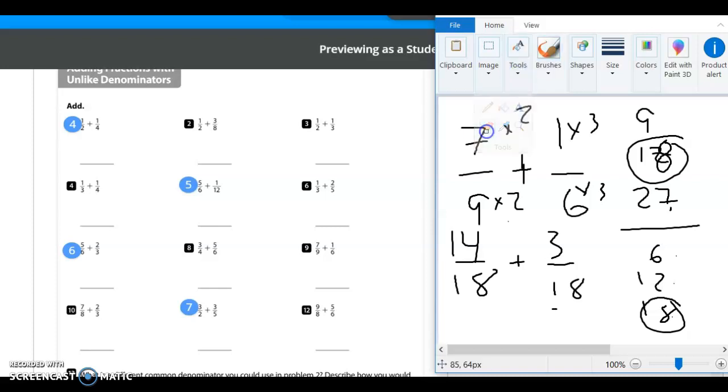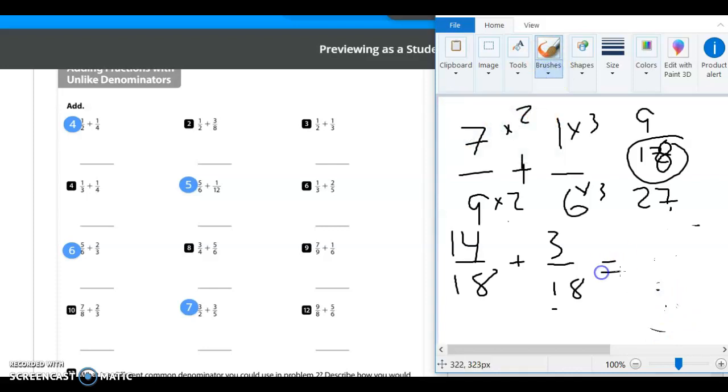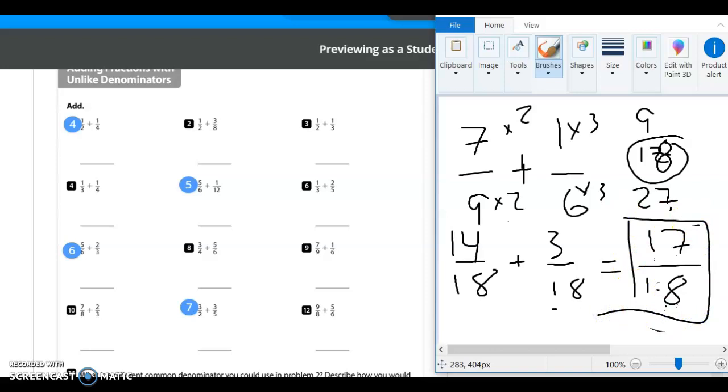So let me use my eraser to give myself some room here. My eraser sound. All right. And I know that 14 plus 3 is 17. And then we don't change anything for the 18. The denominator stays the same. So my answer is 17/18.